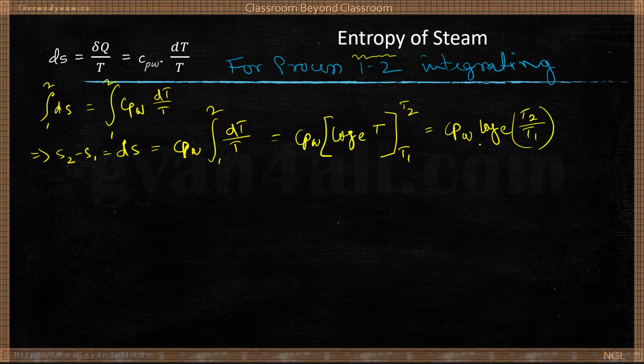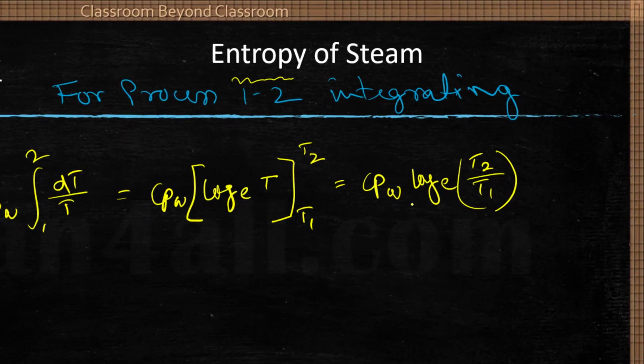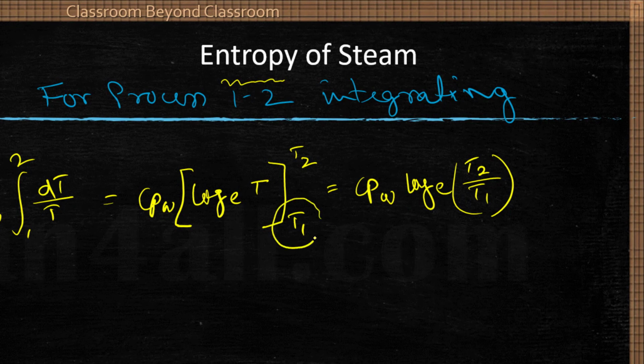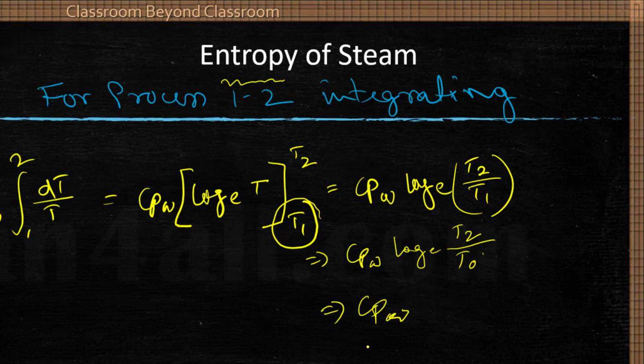Generally, the entropy or enthalpy or internal energy, whatever it may be, we measure it from 0 degree centigrade. That means if we measure it from 0 degree centigrade, then T1 is equal to what? T naught. We can write T naught because that temperature is T2 divided by T naught. Now what is T naught? 0 degree centigrade. Good. But we have to put this in Kelvin scale.